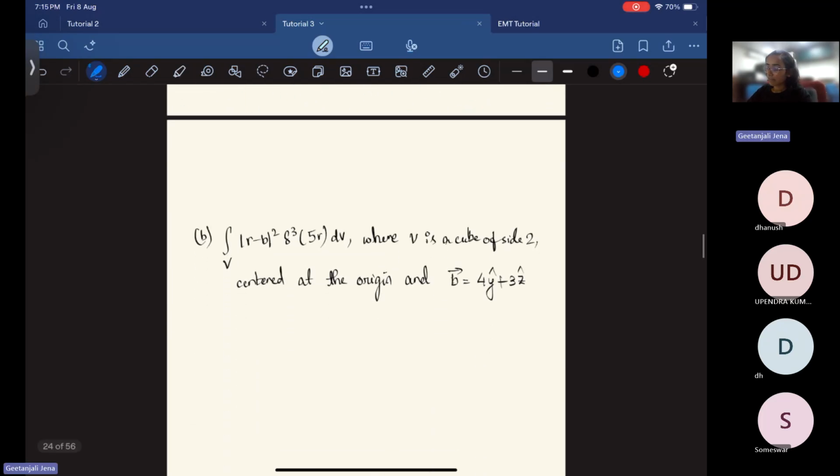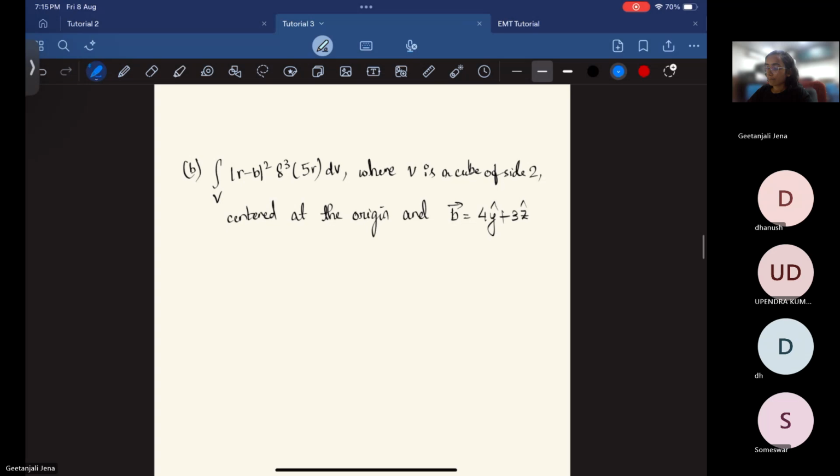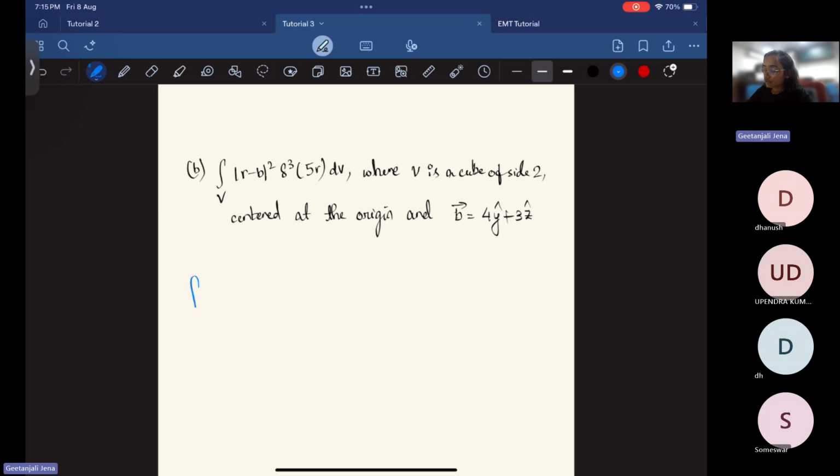Second, it's given to find out the integration of r minus b square, delta cube of 5r, dV, where V is a cube of side 2 centered at the origin and the vector b is 4 i cap plus 3 z cap.